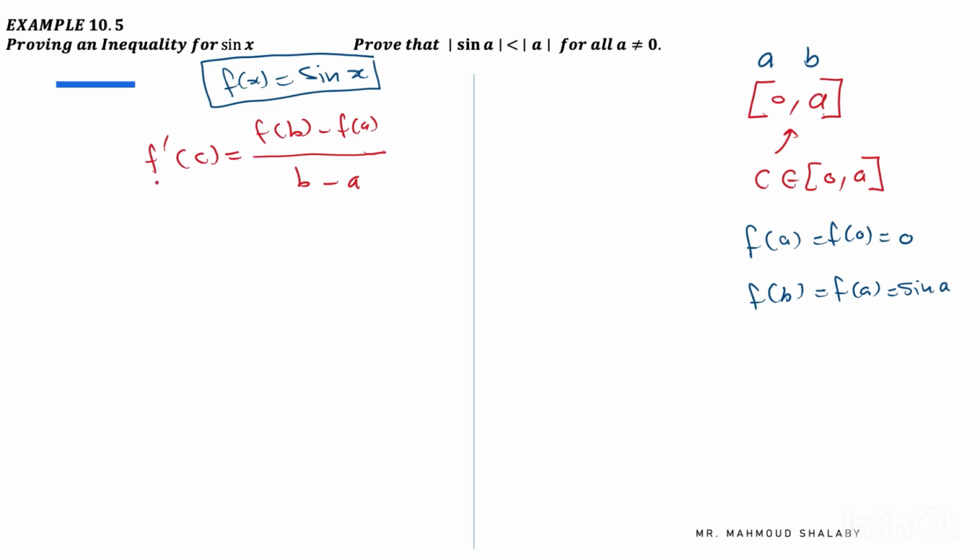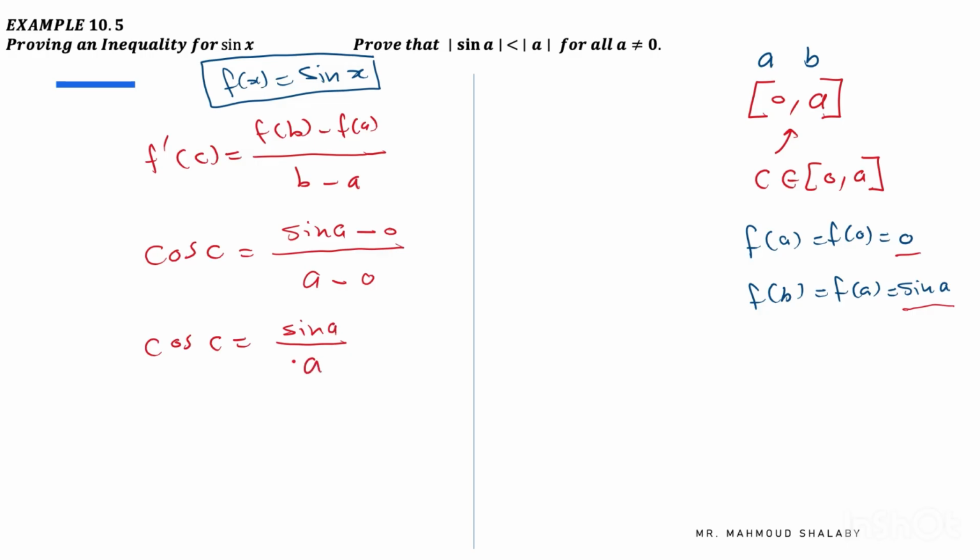So f prime of C, we will solve. It means I will differentiate this function for C. The first derivative of sine X is cosine, but we use C here because we are substituting X by C, equals f of B. We said f of B can be replaced by sine A, minus f of A, which equals 0, over B minus A, which is A minus 0. So it's very obvious now that cosine C equals sine A over A.